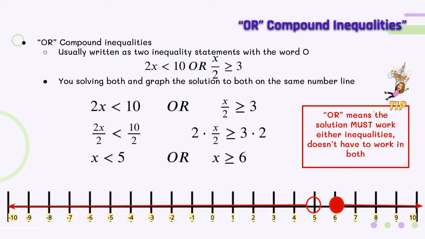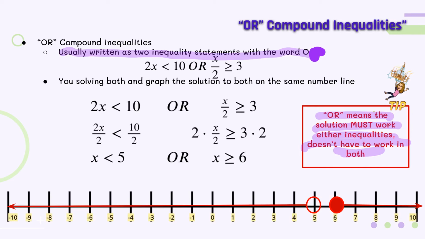Now we're going to talk about "or" compound inequalities. They're usually written as two inequality statements with the word or. So 2x is less than 10 or x over 2 is greater than 3. You solve both and graph the solution to both on the same number line. "Or" means that the solution must work for either inequality but doesn't have to work for both.